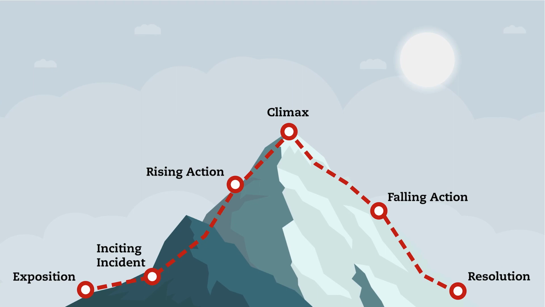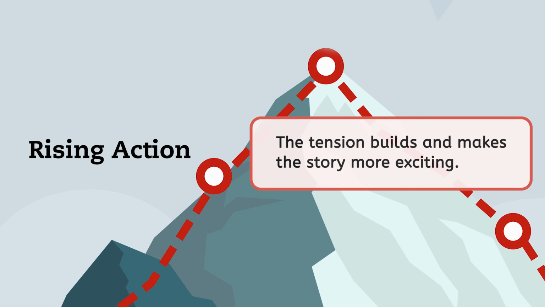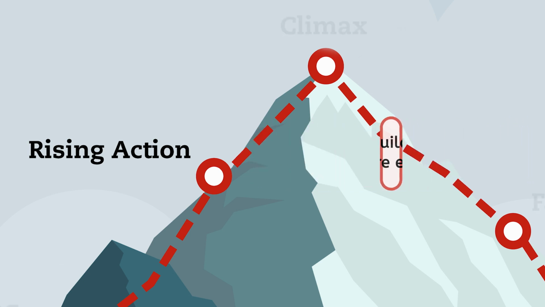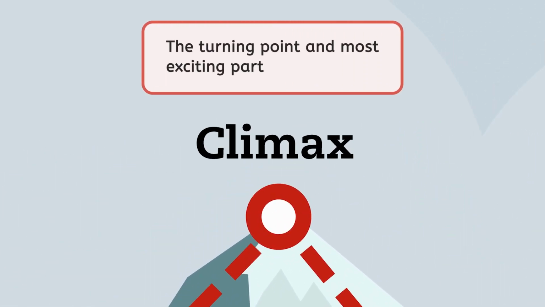After the inciting incident, we ascend the rising action up our mountain. As the plot advances, the tension builds and makes the story more exciting. Next, we reach the climax. This is the turning point and most exciting part. It's the highest point of tension in the story and is definitely something to watch out for as you read.